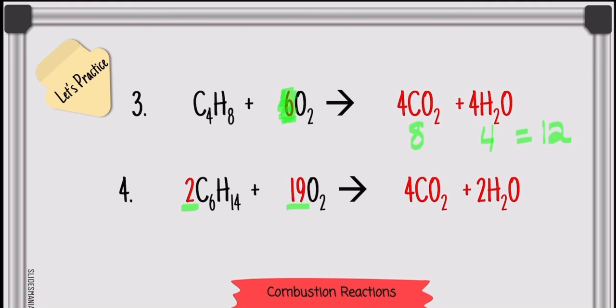Remember, when balancing combustion reactions, to follow the order of balancing carbon first, then hydrogen, then oxygen. Double the coefficients to eliminate the use of a fractional coefficient.